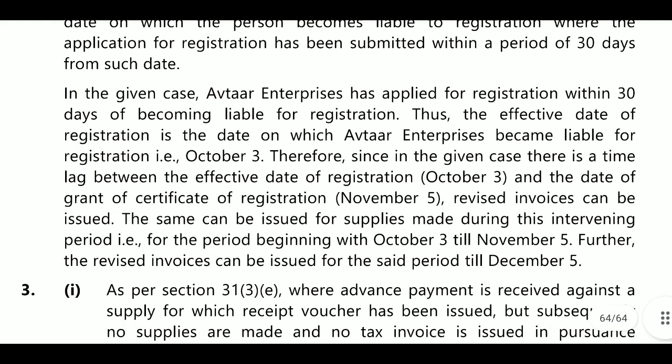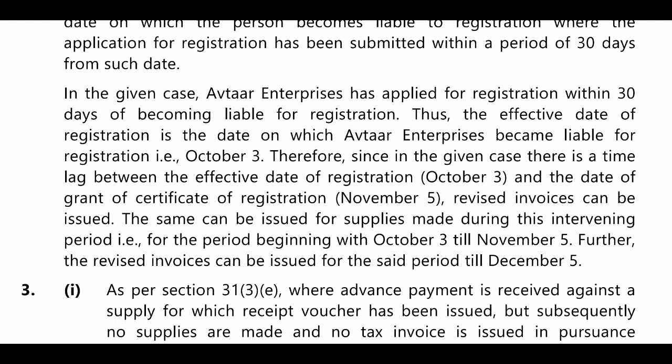Next, in the given case, Avatar Enterprise has applied for registration within 30 days of becoming liable for registration, and registration has been granted. Thus, the effective date of registration is the date on which Avatar Enterprise became liable for registration, that is October 3rd. And therefore, since in the given case there is a time lag between the effective date of registration, October 3rd, and the date of granting of the certificate of registration, November 5th, any transaction that happened in between can have revised invoices issued. The same can be issued for supplies made during this intervening period.